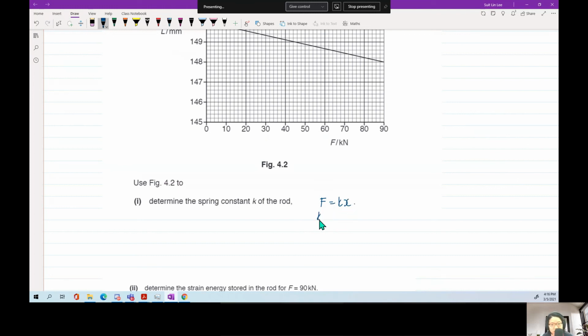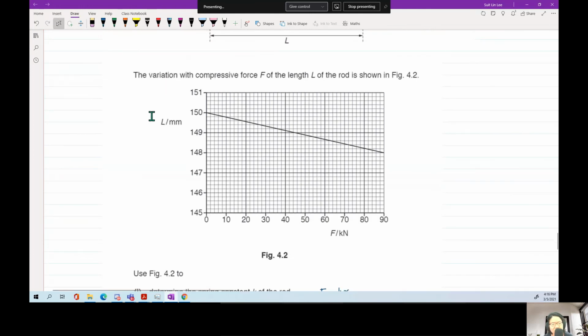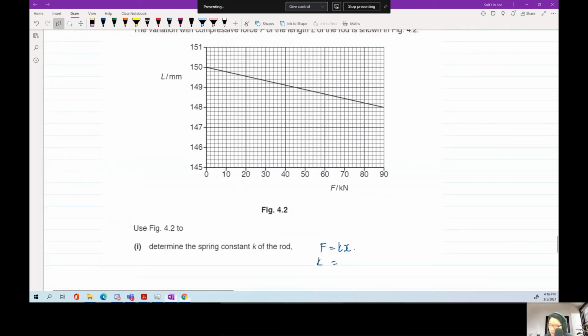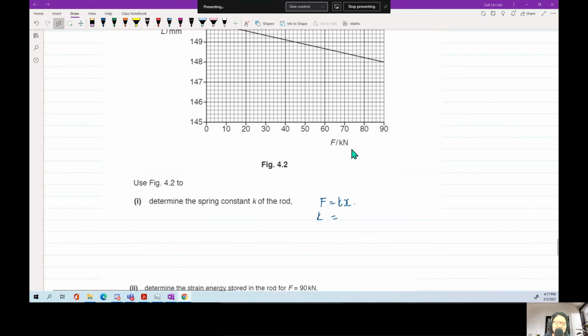If you want to find K, you look at this graph, it is the final length against force. So you could take a point and substitute. I think they allow. Let me double check. Okay, yes, they allow. So fine. It doesn't matter whether you use the gradient or a point, although gradient is generally more legit.